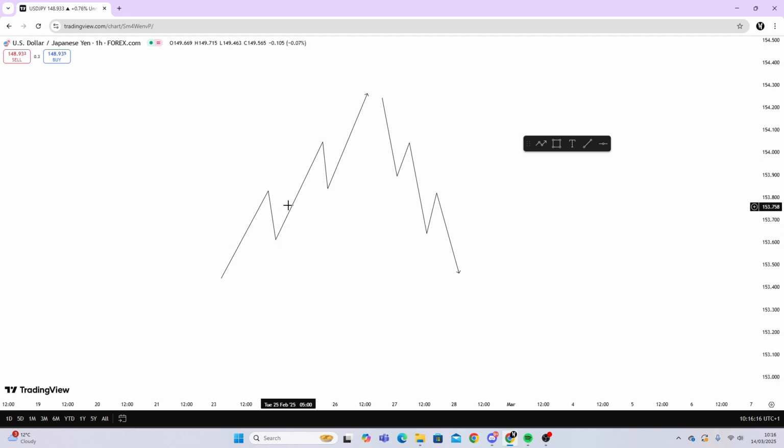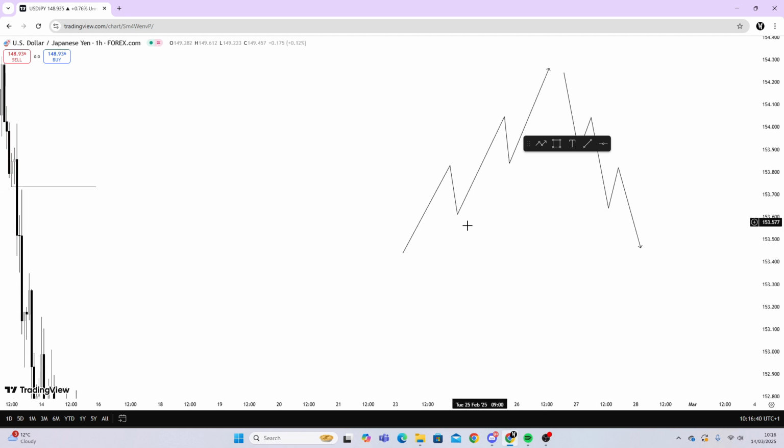Now, this move up right here would have fair value gaps in it. This move down would create an order block. Not in every case, but that's where you find order blocks in the retracement. So in a bearish situation, it's the bullish retracement, but it's still called a bearish order block. And in a bullish trend, it's the bearish retracement where we create those order blocks.